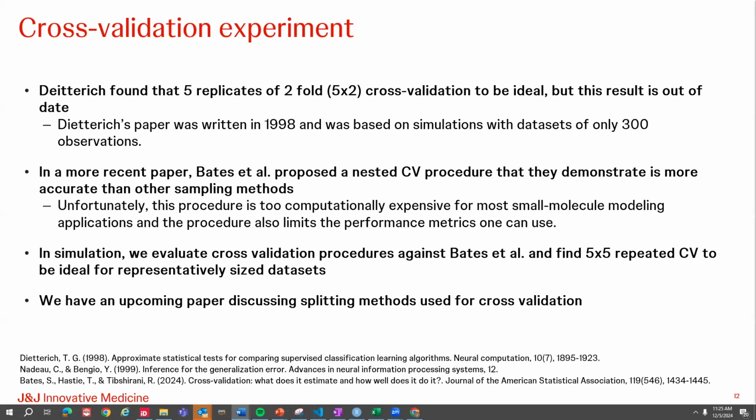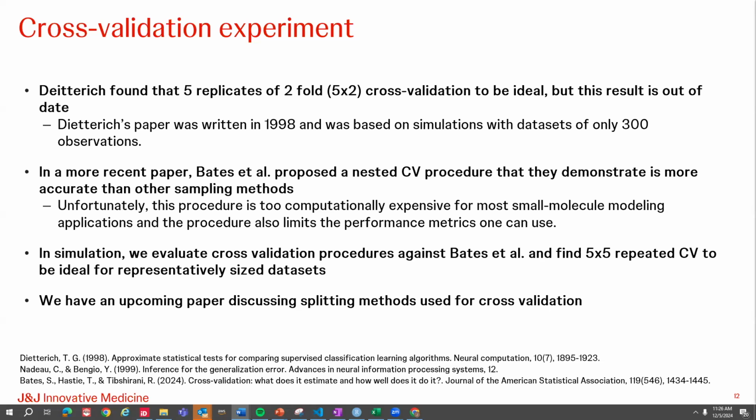Unfortunately, the method is computationally expensive, too expensive for most applications, and it also limits the performance metrics you can use. So we performed an experiment where we compared a variety of CV procedures against the Bates method on a representative data set for drug discovery. We found that 5x5 CV had good performance and is easier to generalize to various use cases.